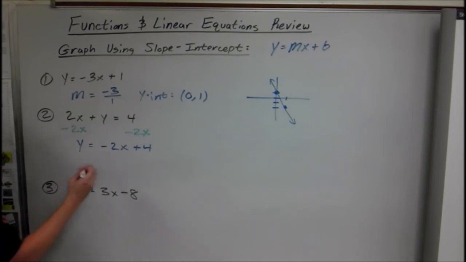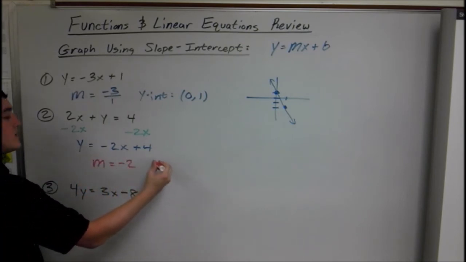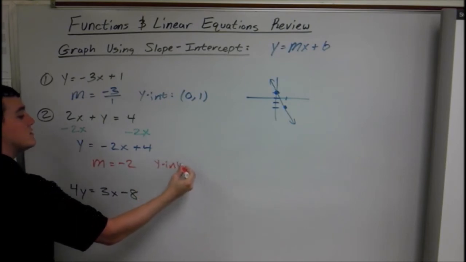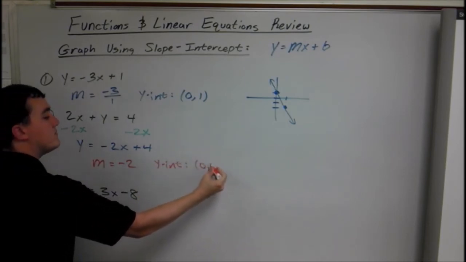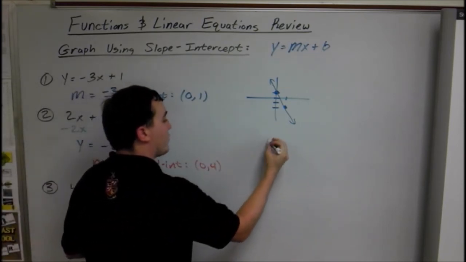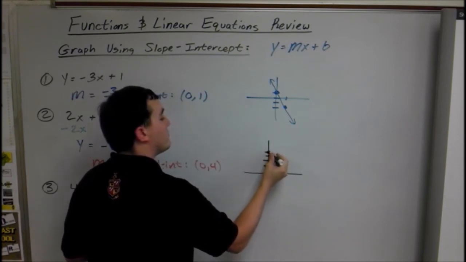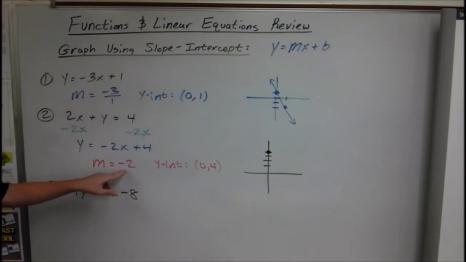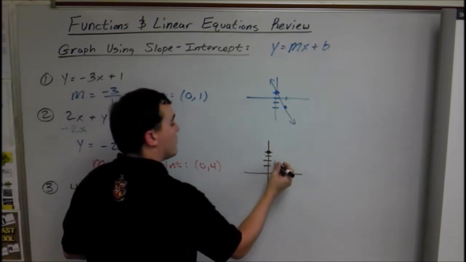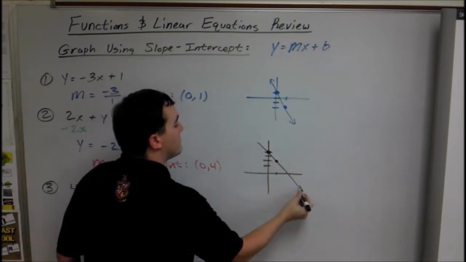So our slope here is negative 2, and our y-intercept is 0, 4. And then you can graph it. So we start at 4. 1, 2, 3, 4. And from there we go down 2 over 1, right? So down 2 over 1. And that's the line.